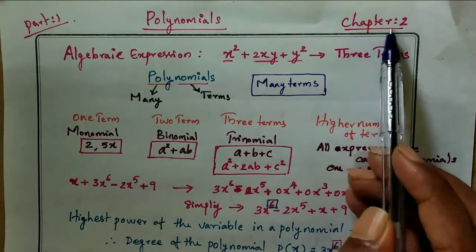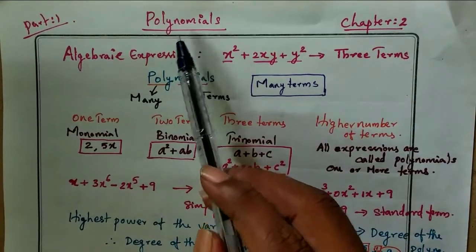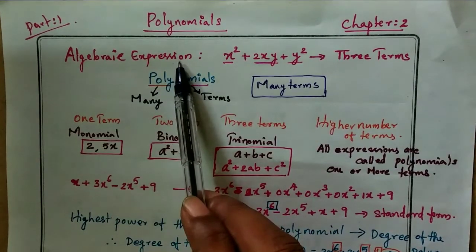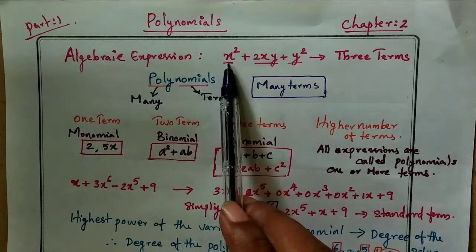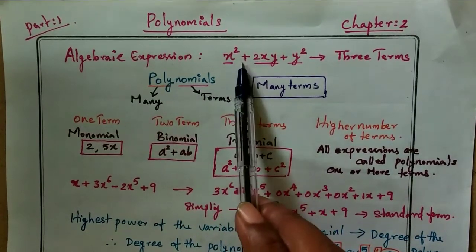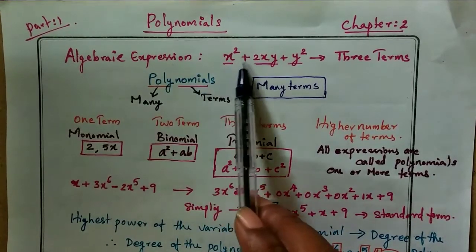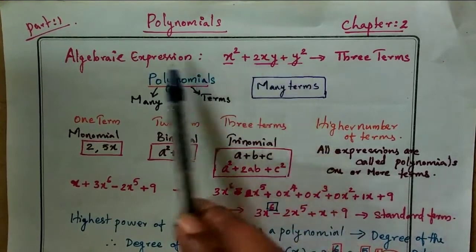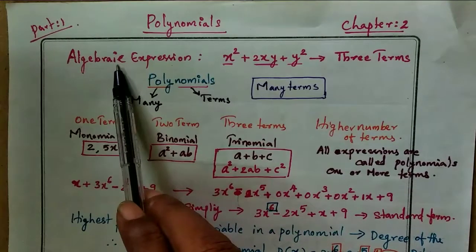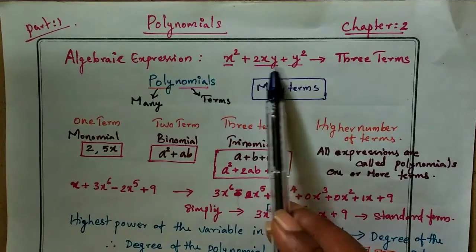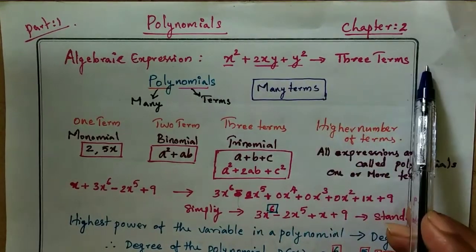Today we have to discuss chapter number 2, polynomials. First of all, we have to discuss algebraic expression. What is meant by algebraic expression? An expression that contains variables, numbers, and mathematical operations is called an algebraic expression. So x square plus 2xy plus y square is an example of an algebraic expression. We have three terms. What are they? X square, 2xy and y square are the three terms.